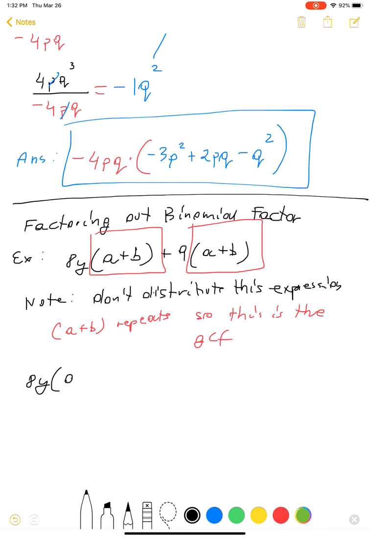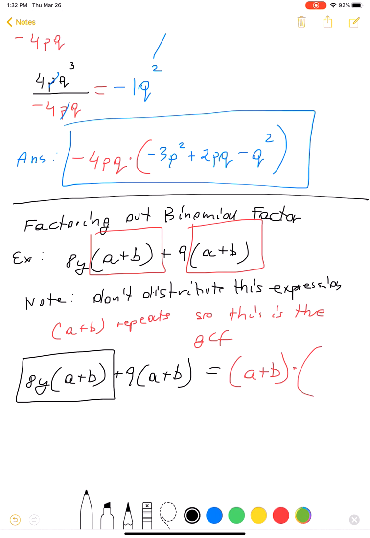Okay, so to factor this, 8y (a plus b) plus 9 (a plus b), we're going to factor the parentheses which repeats, which is a plus b, times, open a new parentheses, and we're going to do exactly the same work. Your first expression here is 8y times (a plus b), since we factored the GCF, which is a plus b. When you're doing the division, the parentheses cancel and you end up with 8y. So 8y goes inside of the parentheses.